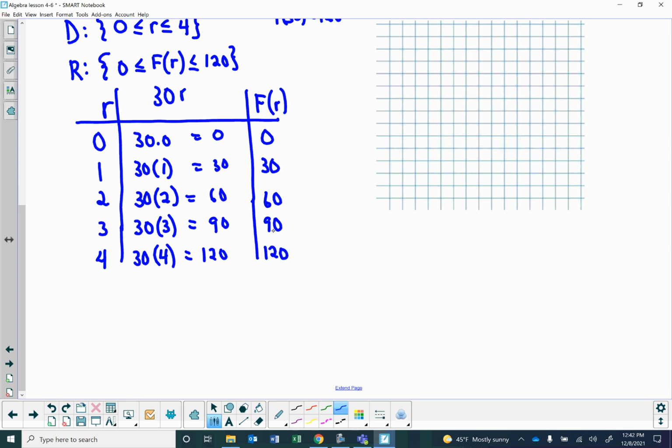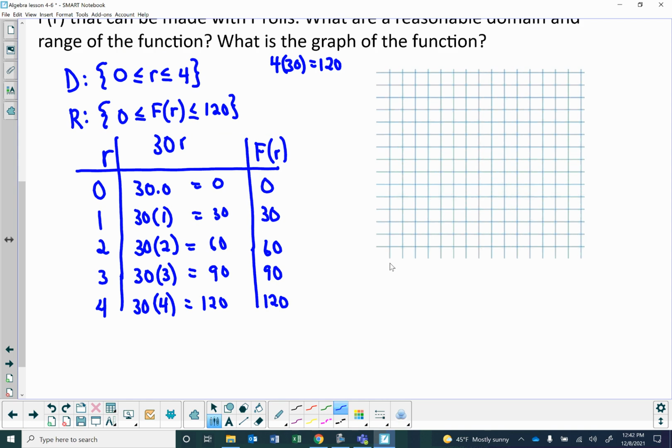Okay, now obviously I'm not going to graph both my x and y axis by ones. My x-axis is actually the number of rolls. It's actually my r-axis, and this is my f of r axis. And this would be the number of favors. It's really hard to write sideways. My number of rolls I can count by ones. So 0, 1, 2, 3, 4. But my number of favors, I'm going to go from 0 to 120.